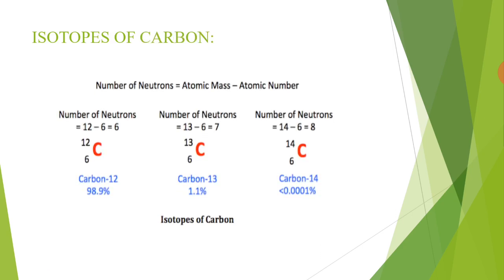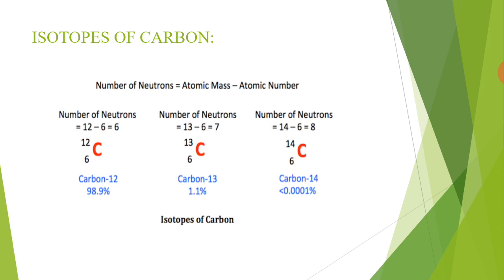Now isotopes of carbon. Carbon has 3 isotopes: carbon 12, carbon 13 and carbon 14. Almost all the carbon is carbon 12. Its symbol is C612. It has 6 protons and 6 neutrons. Carbon 13 symbol is C613. It has 6 protons and 7 neutrons. Carbon 14 symbol is C614. It has 6 protons and 8 neutrons.